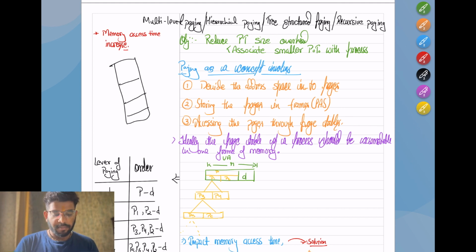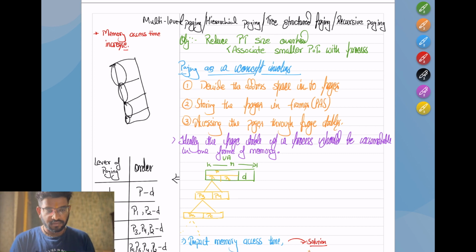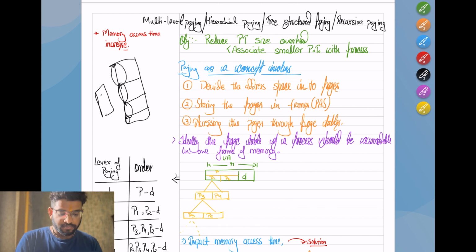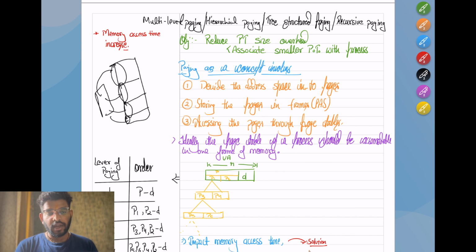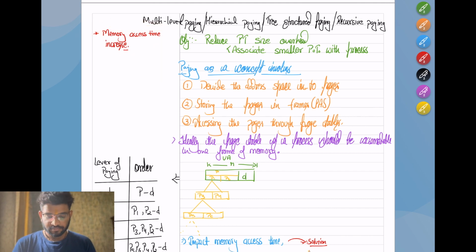Now this part of the page table has its own entry system, this has its own entry system, and this has its own entry system. So now we create another page table which refers to these entries, and this entry. Therefore, we reduce the page table size overhead. But what's the drawback of this? It increases memory access time.